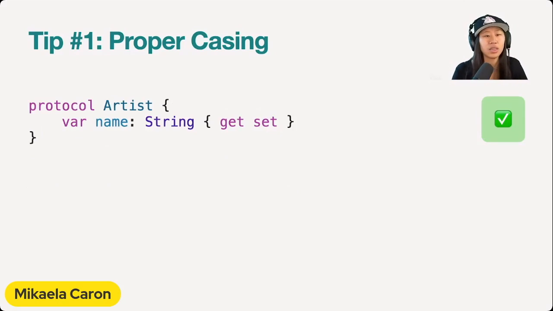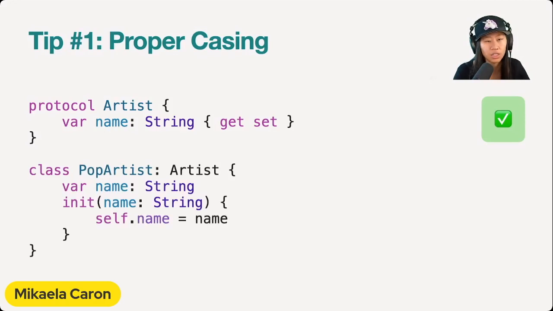So what do these look like? If we were making a protocol called Artist, the A is capitalized for Artist, and the variable name is lowercase. If we were making a class called PopArtist that inherits from Artist, the P in Pop is capitalized and the A in Artist is capitalized, so we can read out the word. The variable for name is lowercase, and also the input parameter of name is lowercase.